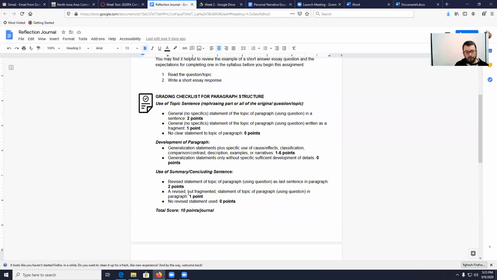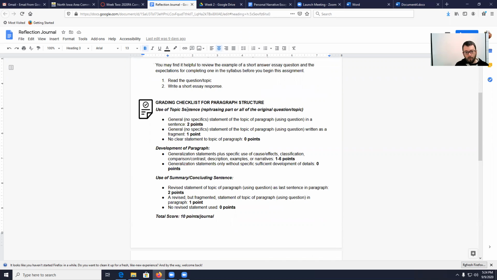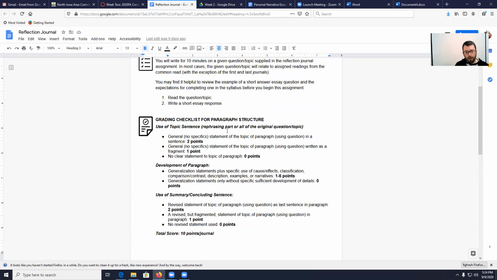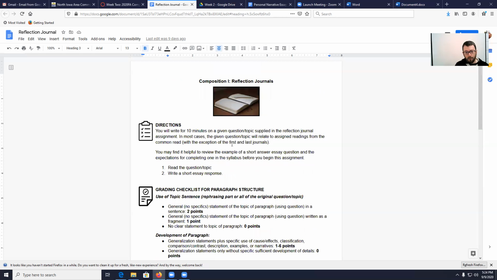My grading for this, I should have a topic sentence, and what exactly does that mean? Well, it says I should rephrase all or part of the original question or topic. So whatever question I have, I should be including that as the very first thing in my writing. Now, I'm only going to be writing a single paragraph. I guess I didn't make that quite clear up here, but I'm only going to be writing one paragraph.